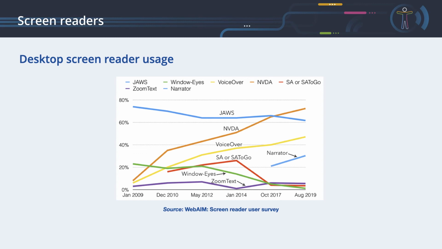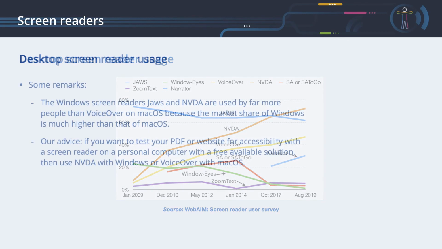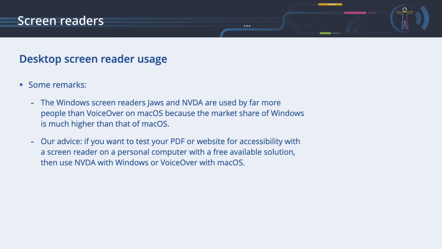JAWS is a product of Freedom Scientific. It is the most powerful and the most expensive screen reader on the market. It is not surprising that the Windows screen readers JAWS and NVDA are used by far more people than VoiceOver on macOS, because the market share of Windows is much higher than that of macOS. All other screen readers occupy only a market niche, which makes them negligible for our tests. Our advice: if you want to test your PDF or website for accessibility with a screen reader on a personal computer with a free available solution, then use NVDA with Windows or VoiceOver with macOS.